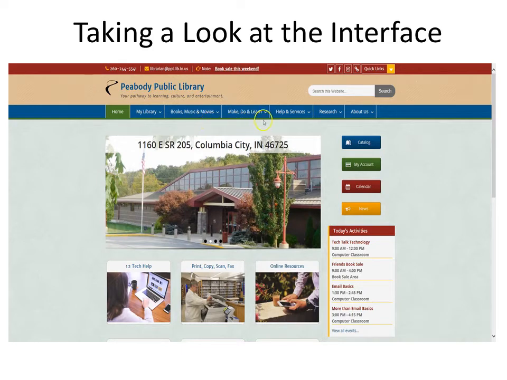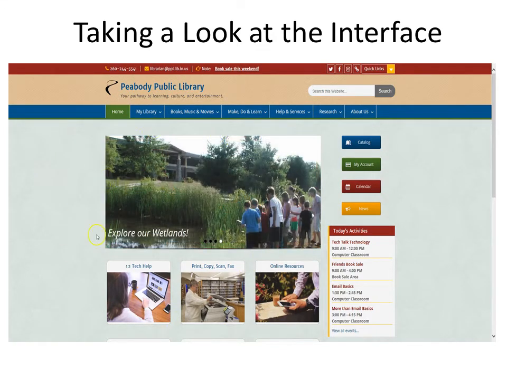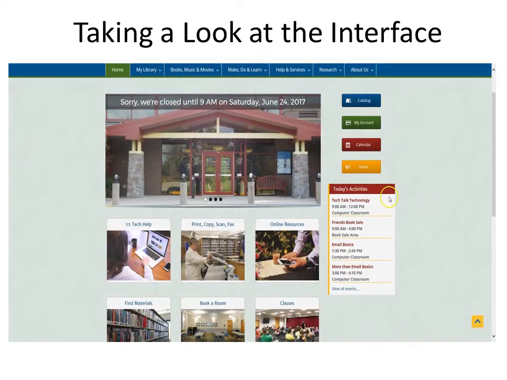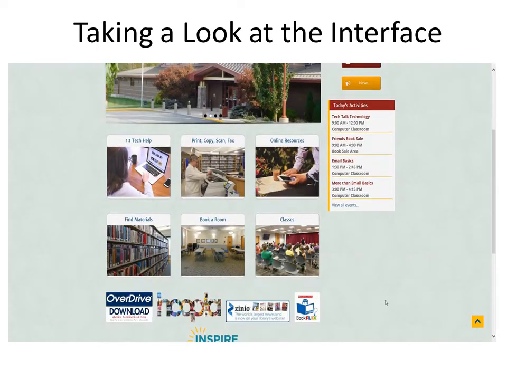As well as the tabs. These are the tabs that we're going to be discussing in the next slide. Any kind of upcoming things that are important here at the library are going to be listed or scrolling through here. Things that we want to let you know. Any kind of information on this side. Activities that are available today here at the library for anyone that may be interested in that.